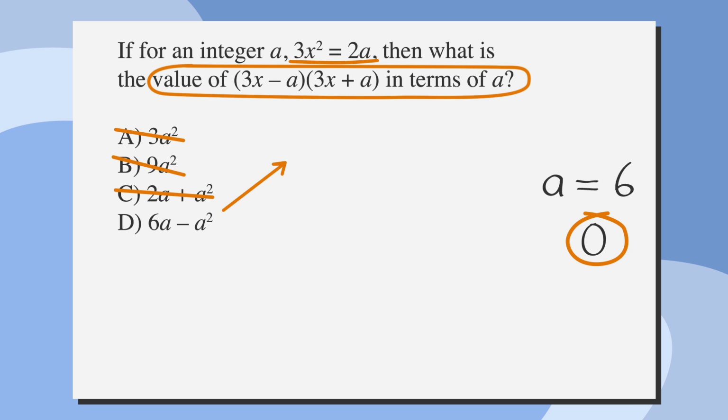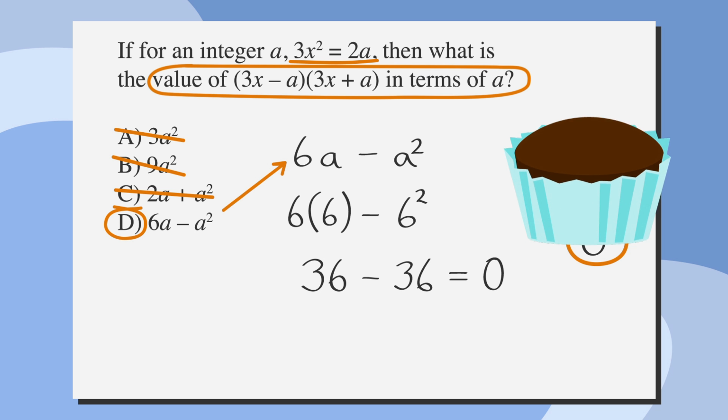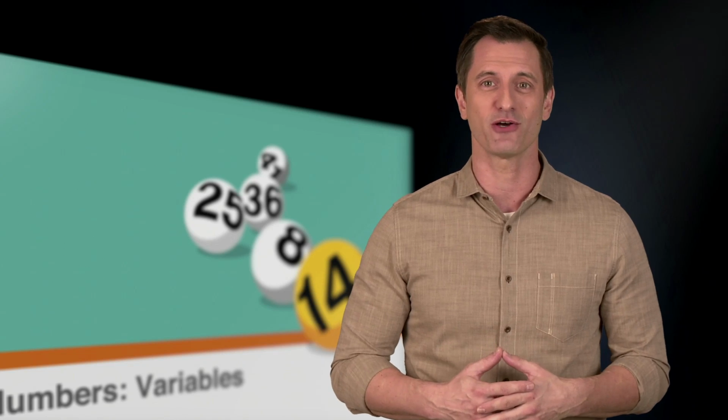Finally, we get to answer choice D. The expression is 6 times a minus a squared. This becomes 6 times 6 minus 6 squared, or 36 minus 36, which is 0, which means D is our answer. Go ahead, indulge in the sweet taste of victory before we wrap this lesson up. By picking a number for a, the case was cracked wide open.